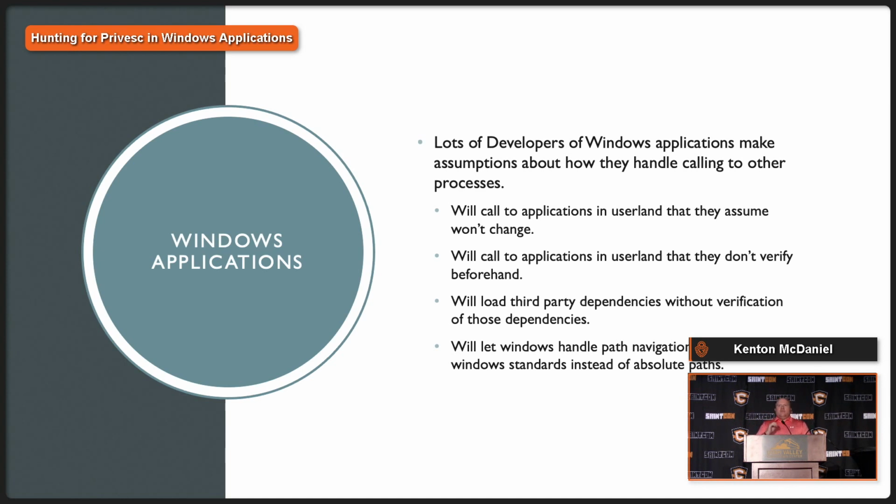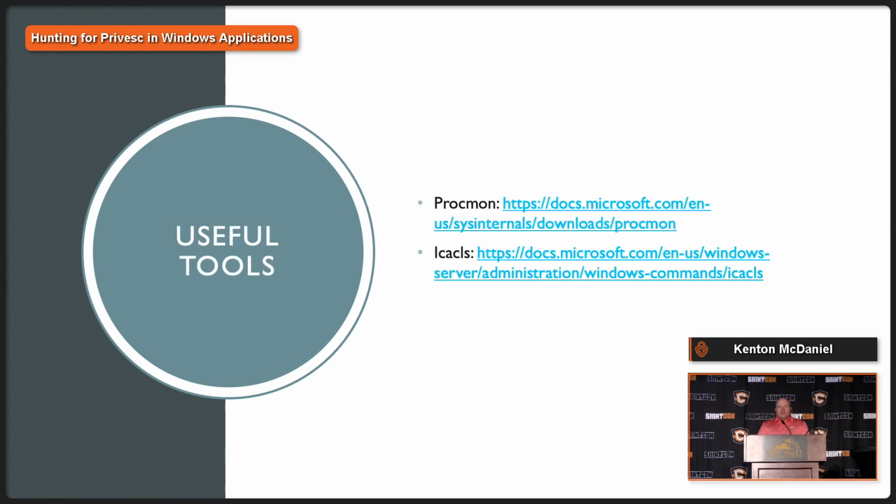They'll just say, hey, Windows, I want to run whatever binary, whether it's a DLL or exe, I want to run it. And they'll let Windows figure out where it is. And that can lead to a lot of privilege escalation as well. So we're going to talk about two useful tools.